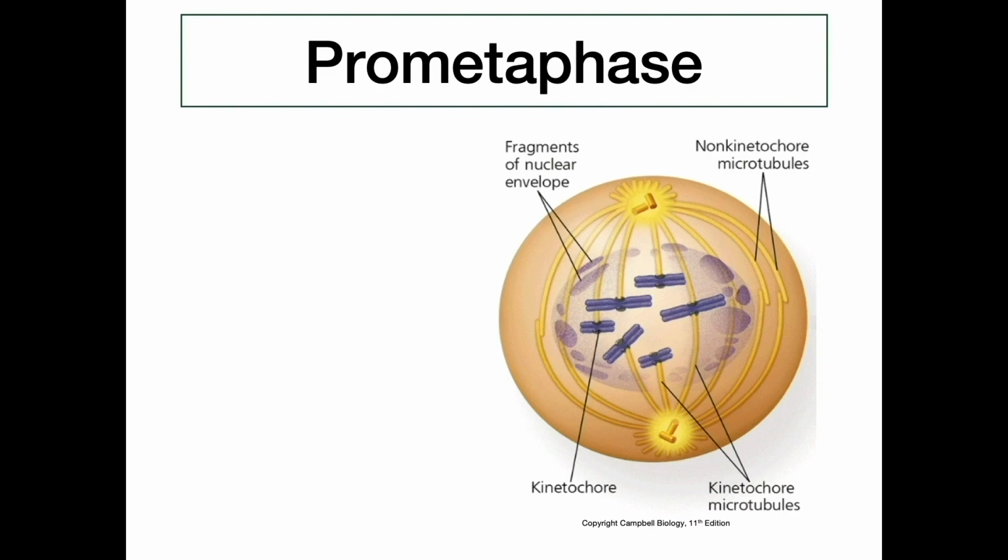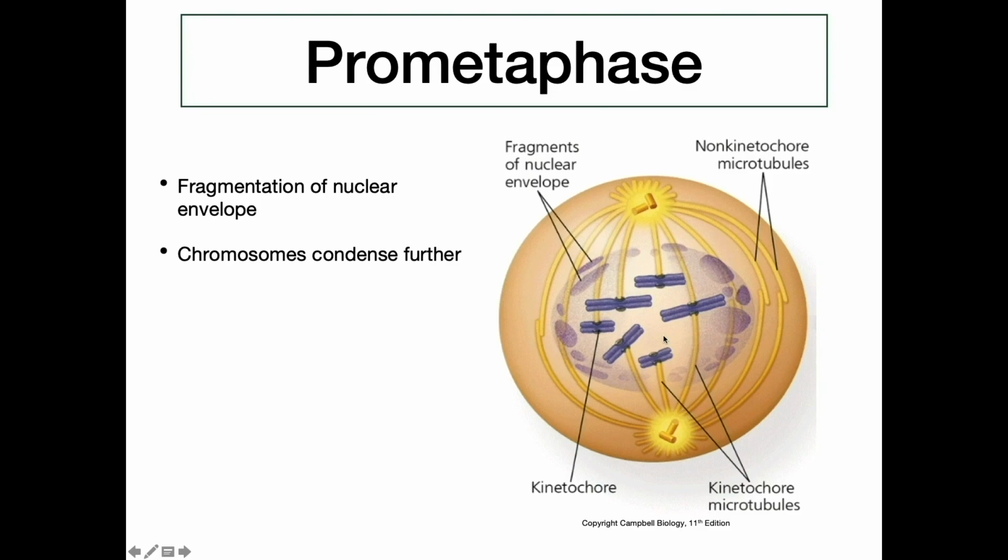So the next phase is going to be prometaphase. During prometaphase, we have the fragmentation of the nuclear envelope, which we can see taking place right here. We're going to have our chromosomes condense even further. If you remember in the picture from prophase, these chromosomes were a bit larger, but now they've condensed even further. And then we're going to have our kinetochores form at the centromere of each chromatid.